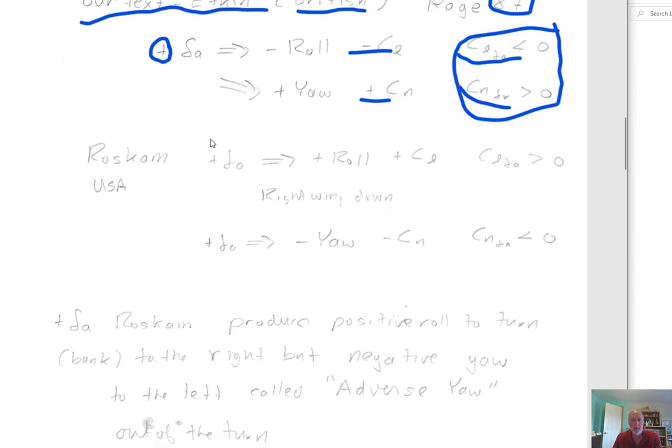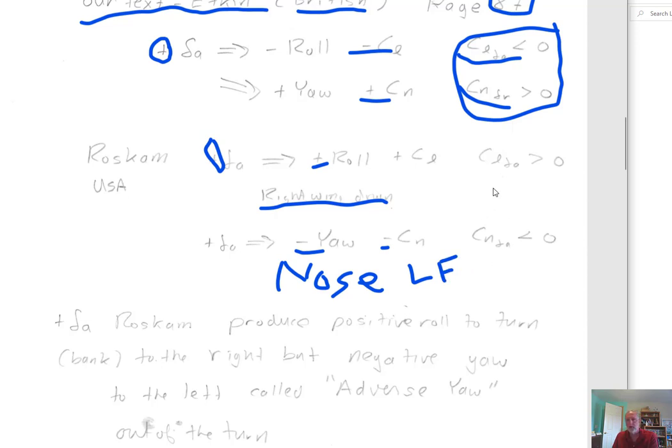So Roskam has positive aileron, as shown before, producing positive roll, which is right wing down, and negative yaw, which is nose left. Look at that, I can write with the mouse. This is difficult. So this is nose left. So the derivatives CL delta A and CN delta A correspond to those sign conventions.